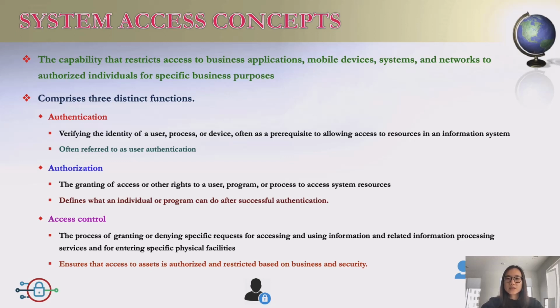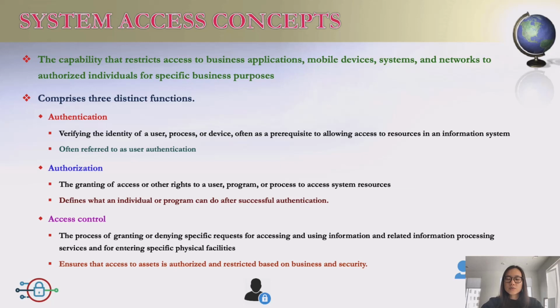The second function is authorization. In the context of system access, authorization is the granting of access or other rights to a user, program, or process to access system resources. It defines what an individual or program can do after successful authentication.